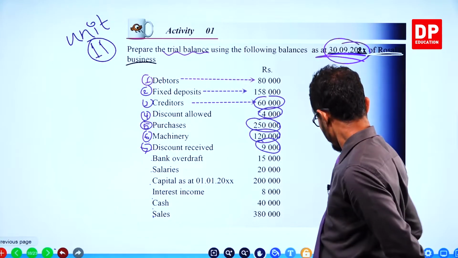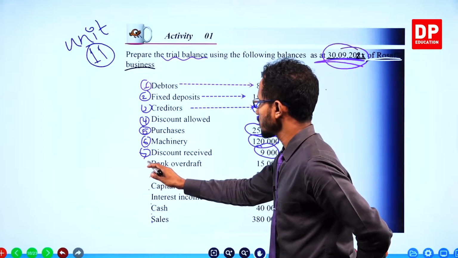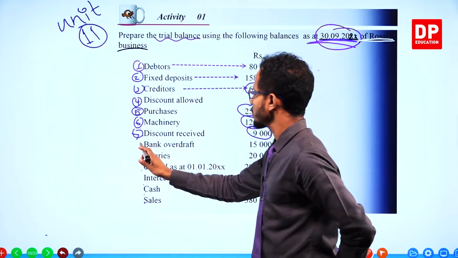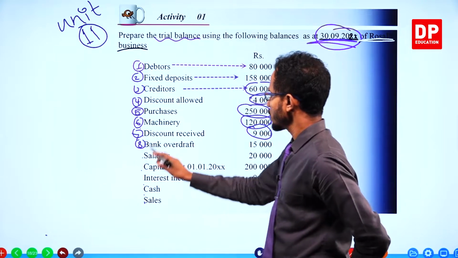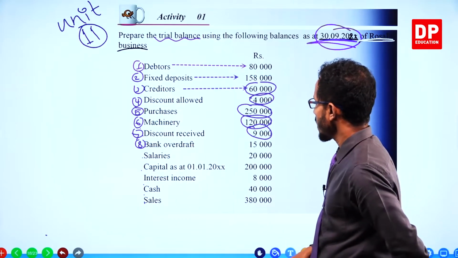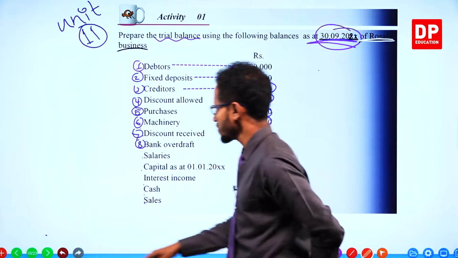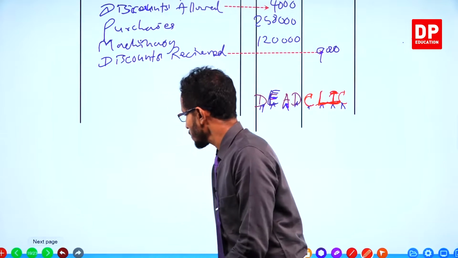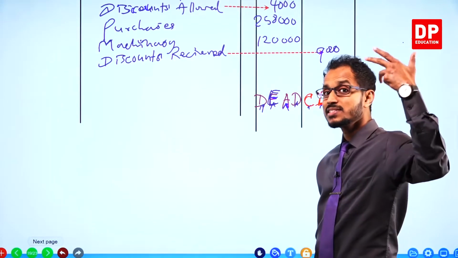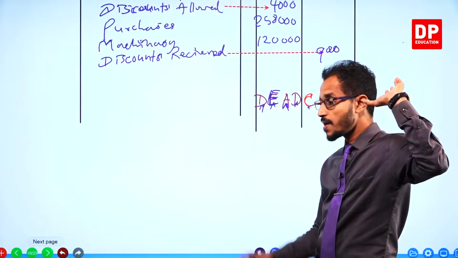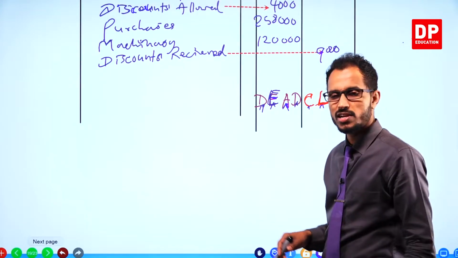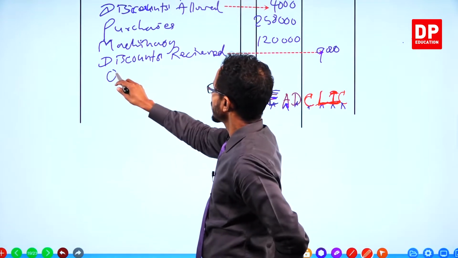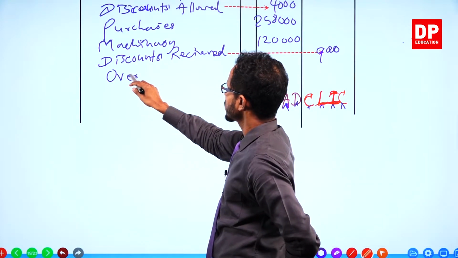Look at the next one, the 8th one. Bank overdraft, 15,000. Children, do you know what bank overdrafts are? In one of my previous sessions, I explained bank overdrafts very well. Overdrafts are liabilities. So we write overdraft.